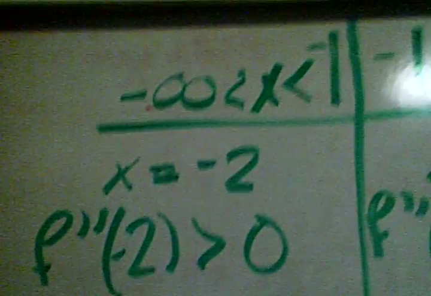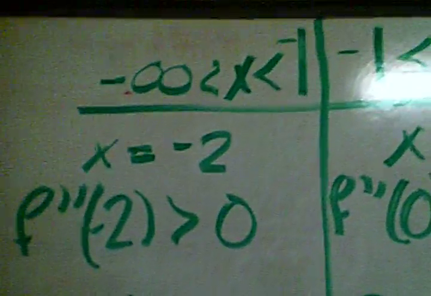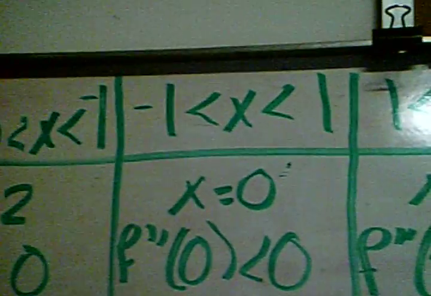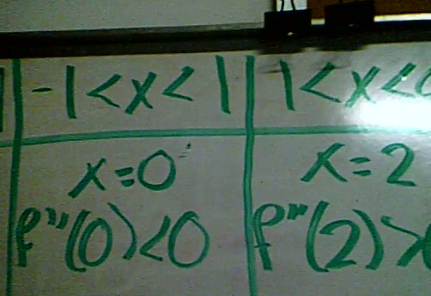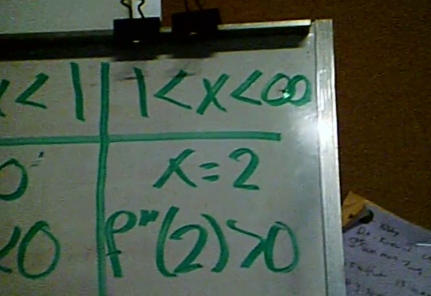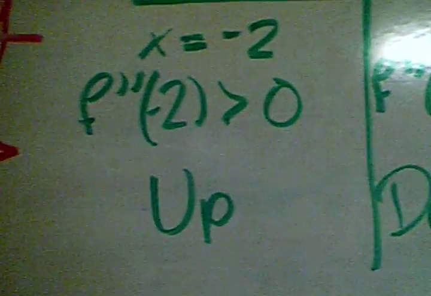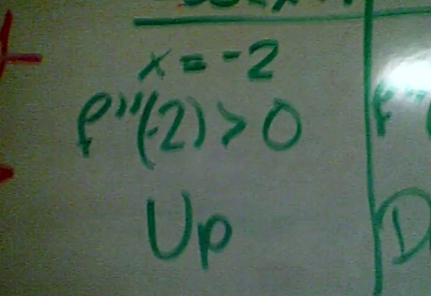So you have your first interval, which is negative infinity less than x less than negative 1. And then we have negative 1 less than x less than 1. And then we have 1 less than x less than infinity. For each, we need a test value. For this one, I chose x equals negative 2.